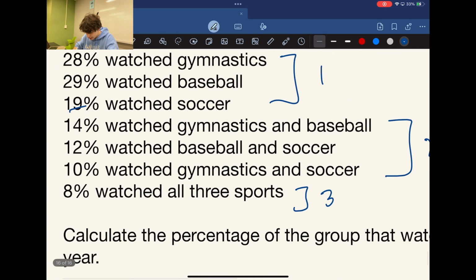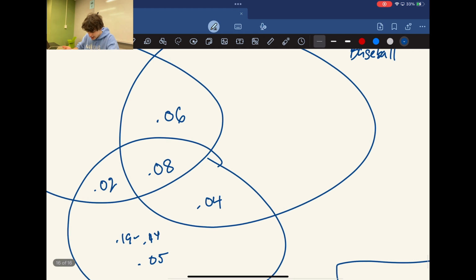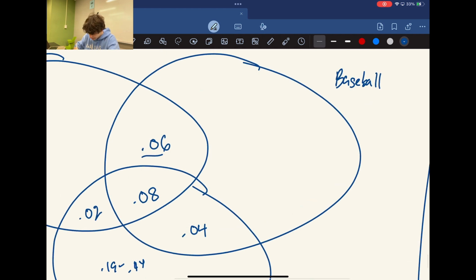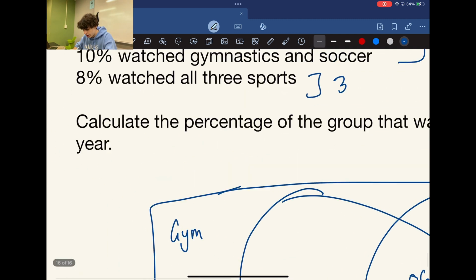It's telling us that we had 29% that watched baseball, just baseball. And it looks like we have a 6, an 8, and a 4 here, so that's going to be 18. Which means that 11% of people watch just baseball.